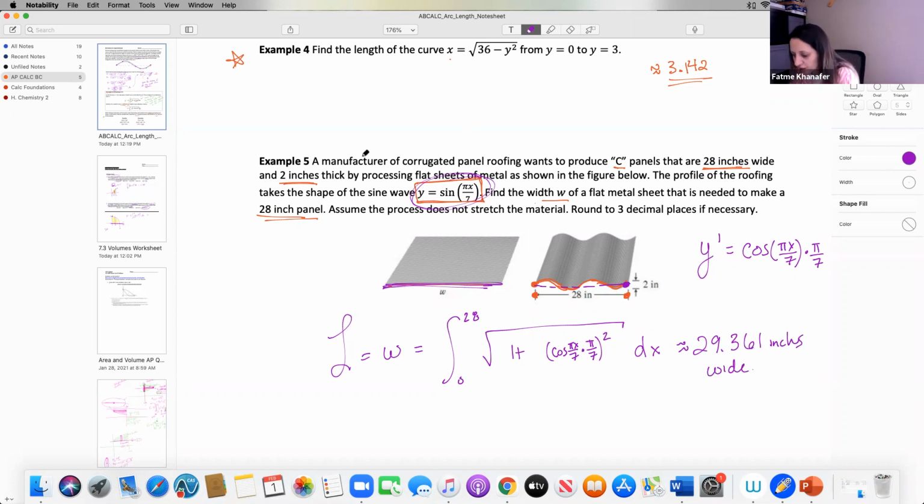All right, that's it for arc length. It's not that hard. You have to know the formula.